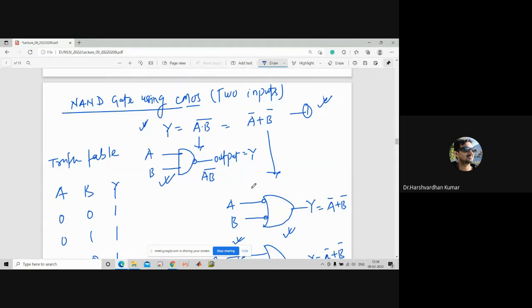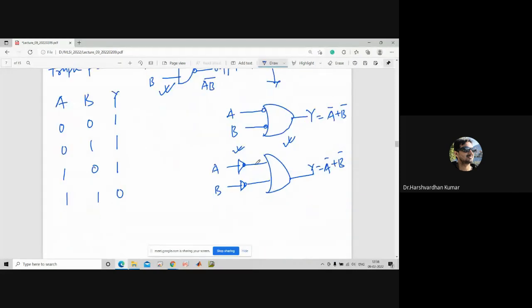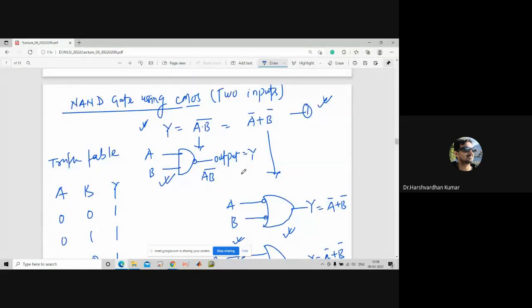So what are the conditions? Let us say, what are the conditions for the AND gate? How can we design the AND gate using CMOS transistors?